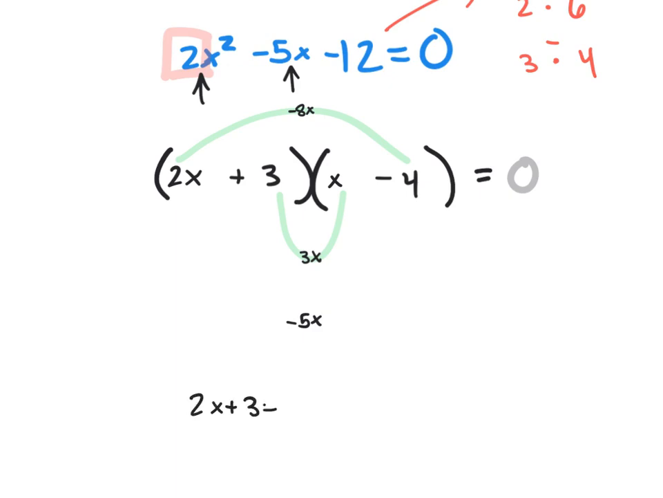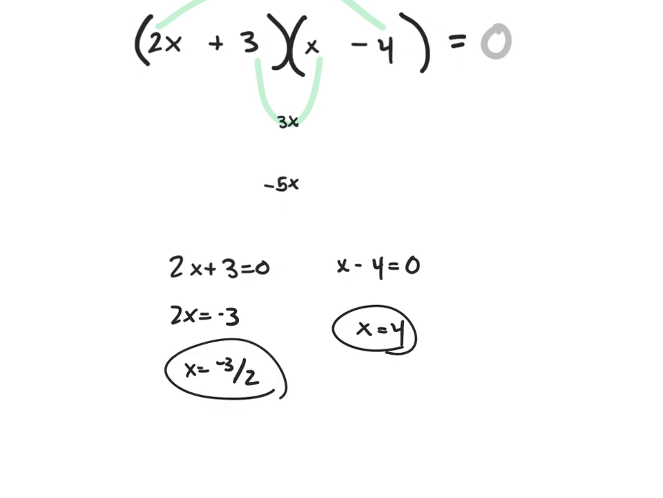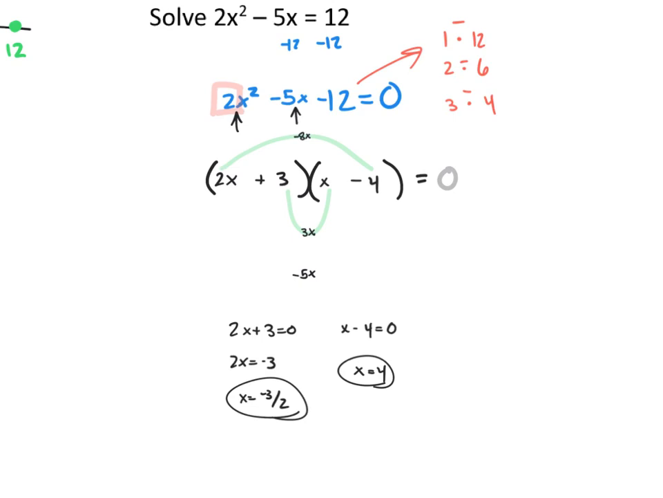Which then means I can take both pieces and set them up equal to 0. So for this one, I would subtract 3 to both sides and then divide by 2. And we would get those as our answers.